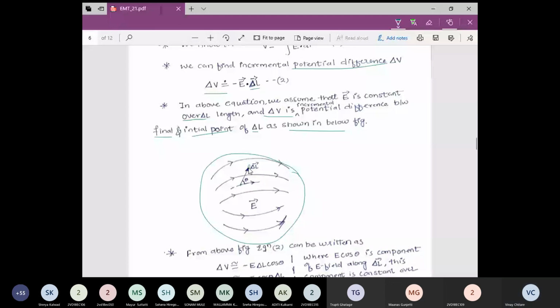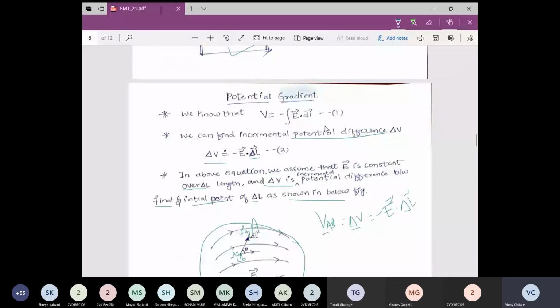Between this initial point and that final point, I can say this as A and this as B, as we have a convention of choosing the initial point as B. So I am interested in finding VAB, the potential difference between A and B. This potential is like a delta V, a small incremental potential, and we know it is given by minus E dot delta L. We don't require any integration to perform this, because over this very small length, E is really constant.